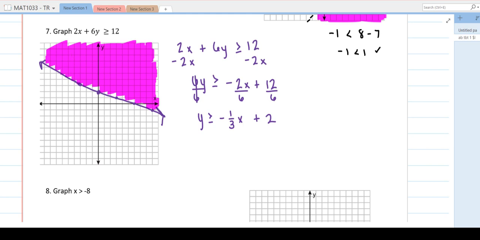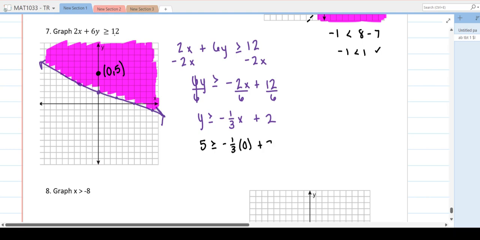There you go. And again, if you want to check, let's say you pick this point right here. That's 0, 5. So 5 is greater than or equal to negative 1/3 times 0 plus 2. So 5 is greater than or equal to 2. It works.